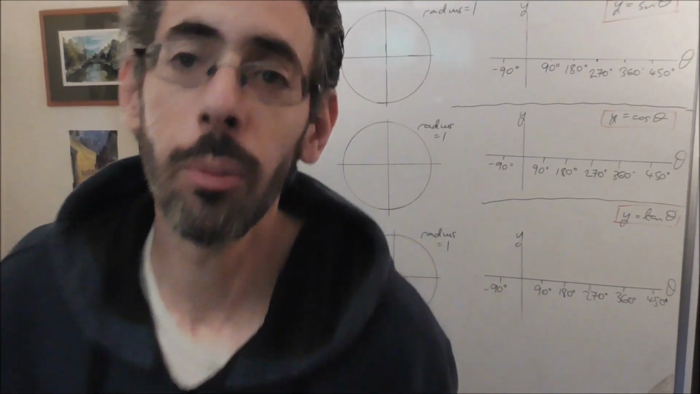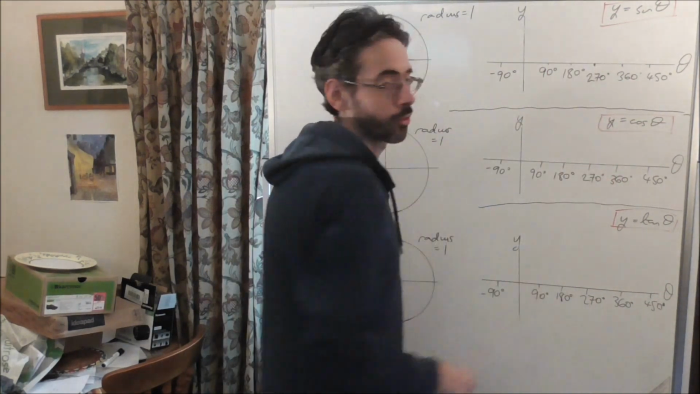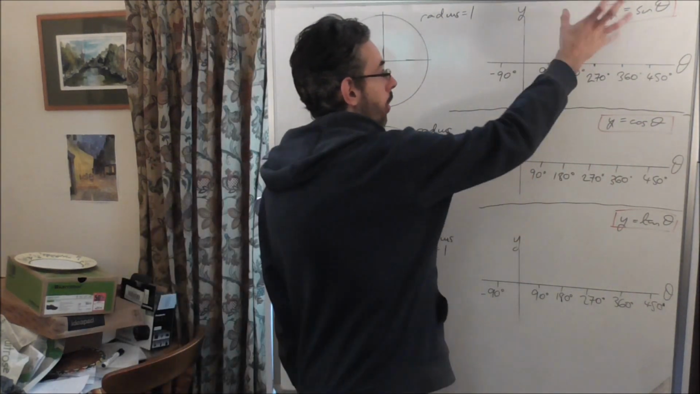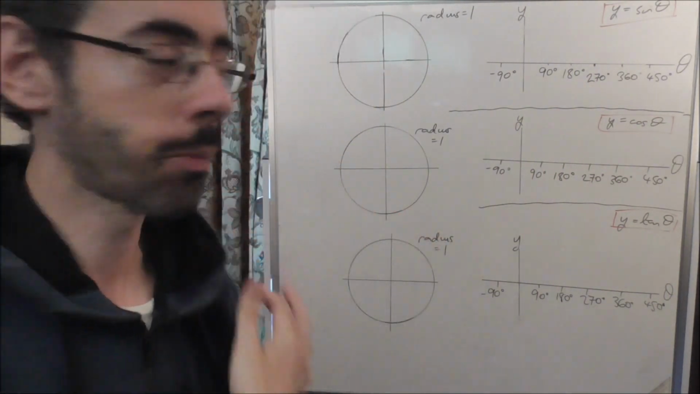Right, what we're going to do to finish off is I'm going to have a go at drawing the trig graphs. So the graph of y equals sine theta, y equals cos theta, y equals tan theta, just using what we've learnt about the unit circle.